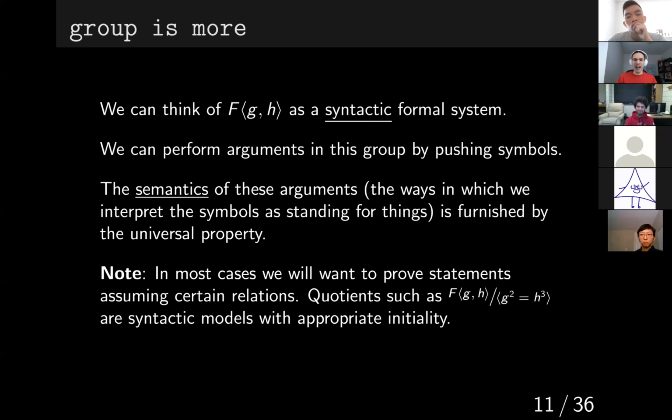There are syntactic models which have a single relation imposed. You can take quotients, such as quotienting by the normal subgroup generated by the relation g squared equals h cubed. That's sort of a presented initial object. It's initial in groups with two marked elements satisfying that relation.